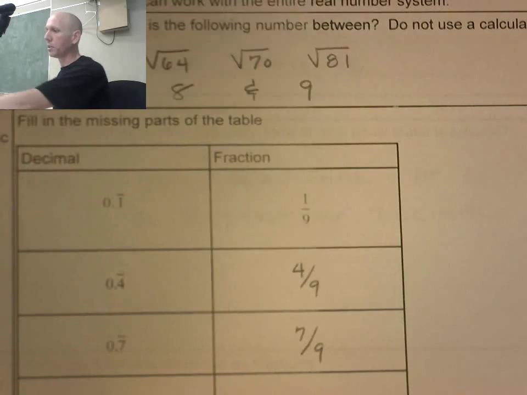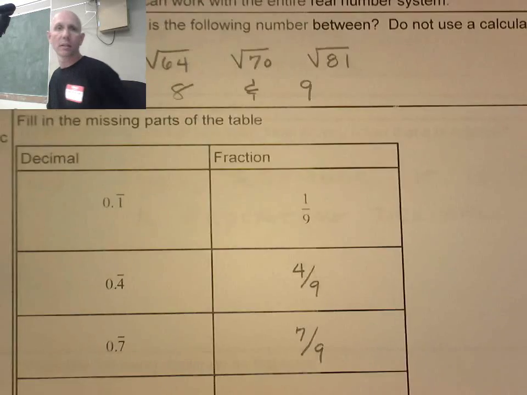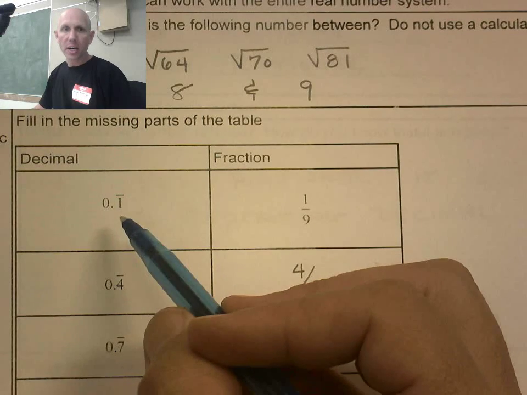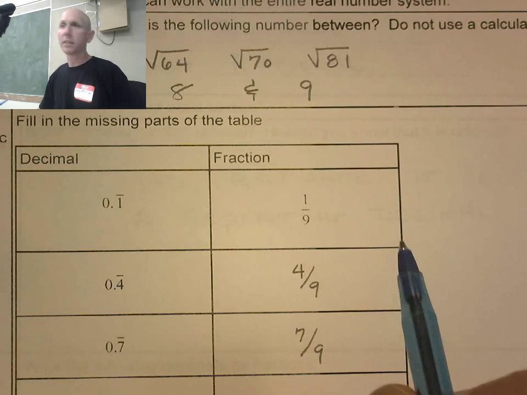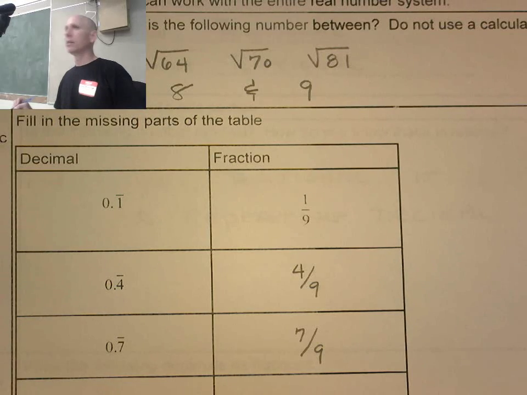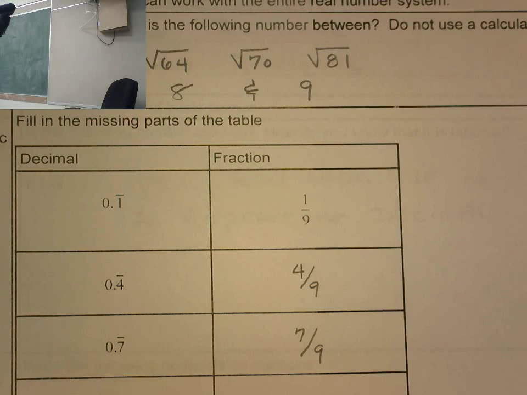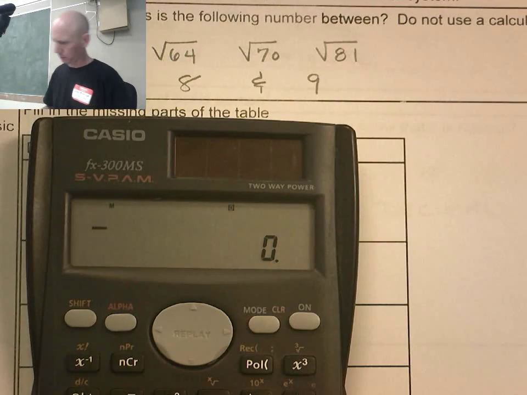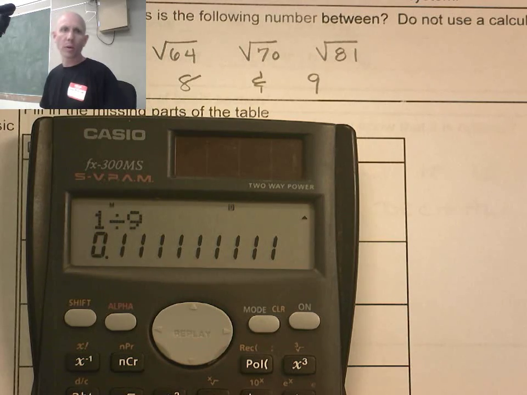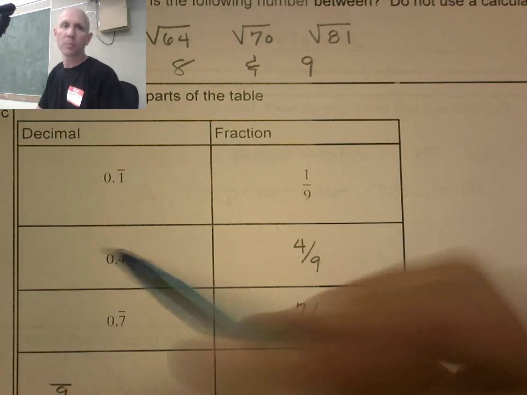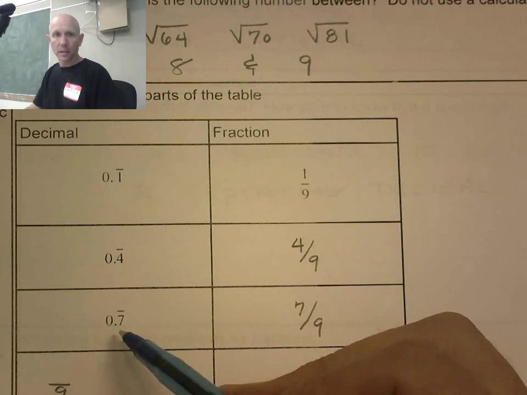Okay, let's fill in the missing parts of this table. There we go. So 0.1 repeating is the same thing as 1/9. I'm going to get a calculator. I know it says don't use a calculator, but let's just confirm it. If I put in 1 divided by 9, I get 0.111 repeating. So I know that if I have just a single repeating digit, I just put it over 9. So this is going to be 4/9, 7/9.